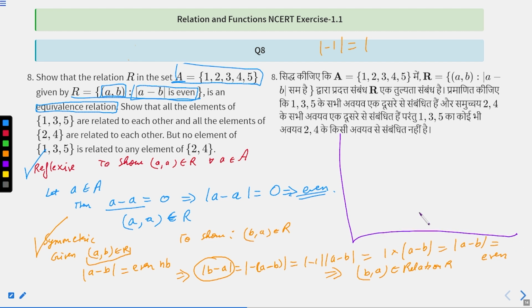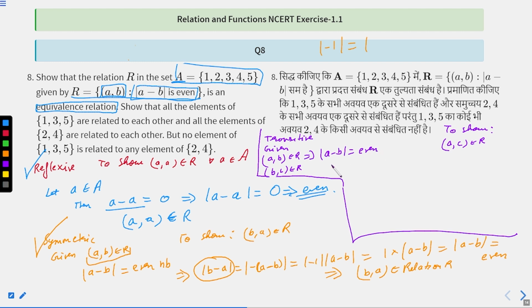Okay, now let's talk about transitive. For transitive, what we need to show is that (a, c) belongs to the relation R, and we are always given (a, b) and (b, c) belong to the relation R. From this I can say that |a - b| is even, and from this I can say |b - c| is also even.